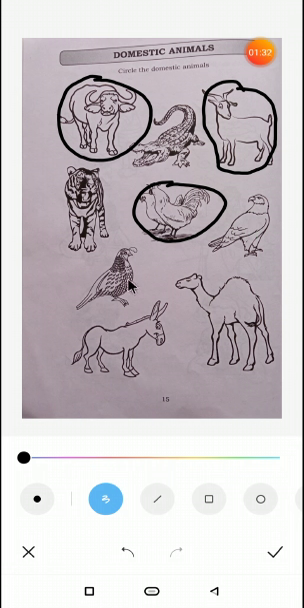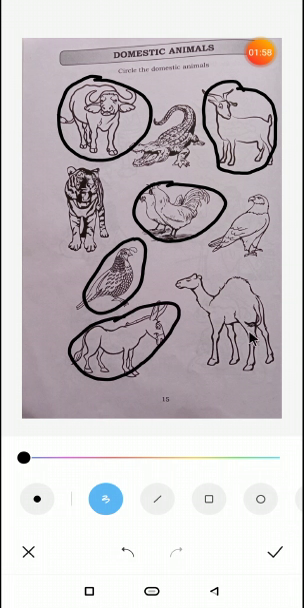Pigeon is a domestic animal. Some people eat the meat of pigeons. They are domestic. They are kept as pets also. So we circle pigeon. A donkey is a domestic animal. A donkey carries loads. It is kept on the farm. It's very helpful to the farmer. So a donkey is a domestic animal. We circle the donkey. And last of all, we have camel.